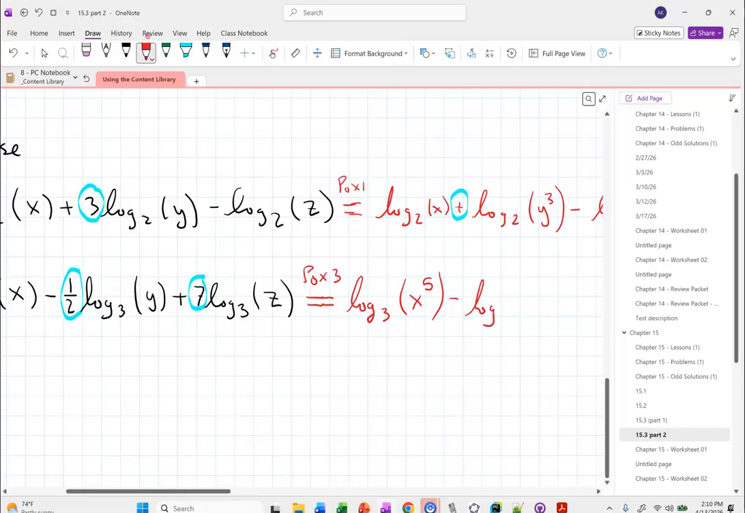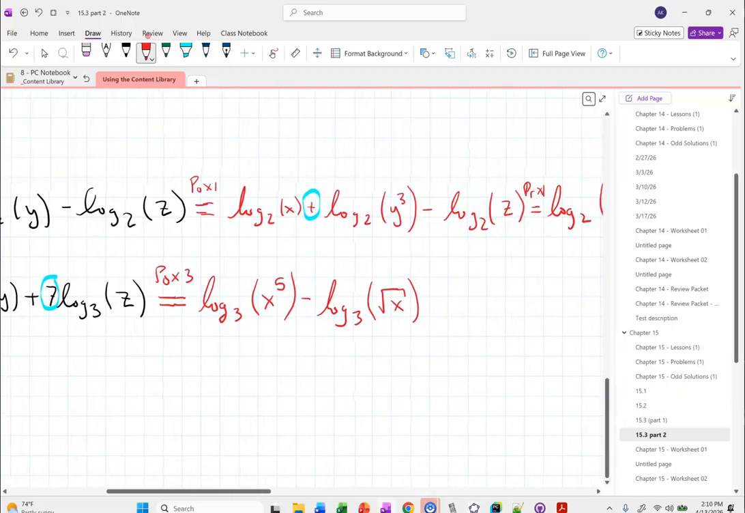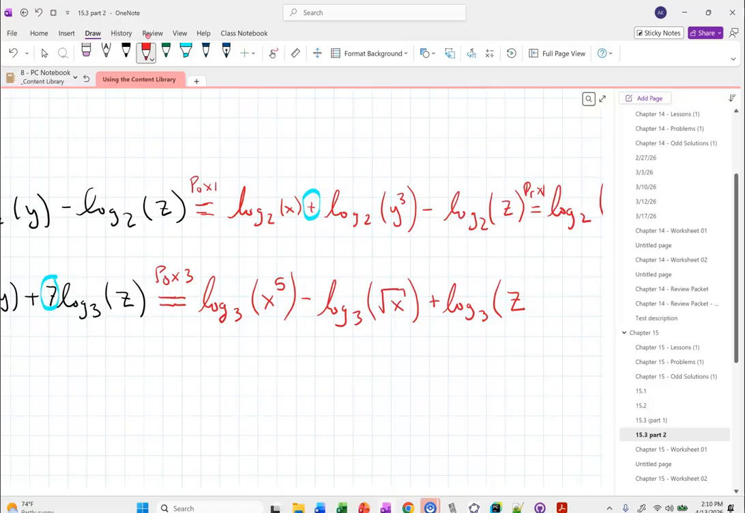Now notice one of my coefficients is a fraction. What is that going to be? The fraction is 1/2. 1/2 is the same as a square root. So I'm going to write it that way. Okay. What do I look for next?